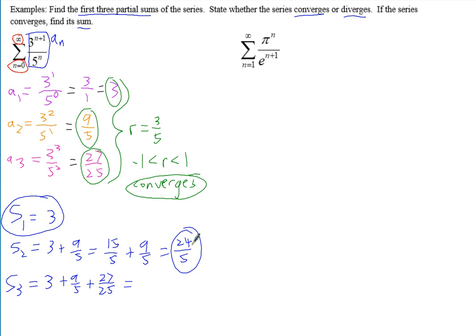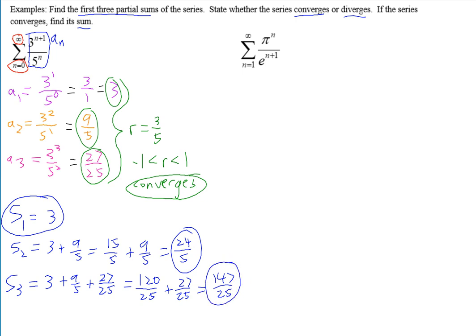We already know 3 plus 9/5 is 24 over 25. So if you multiply that by 5 on the numerator, 24 times 5, well, 25 times 5 is 125. So it's 5 less than that, so 120 over 25 plus 27 over 25. So the third partial sum is 147 over 25.